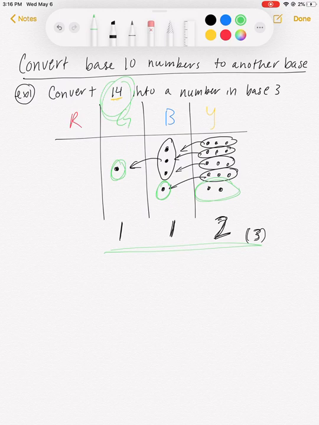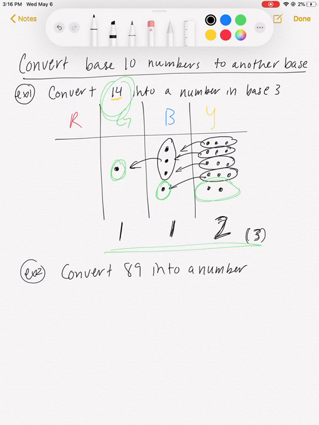Now this is the pictorial way, and I'm going to try a different one to show you. In example 2, let's convert 89 into a number in base 7. Okay. So converting 89 to a number in base 7.